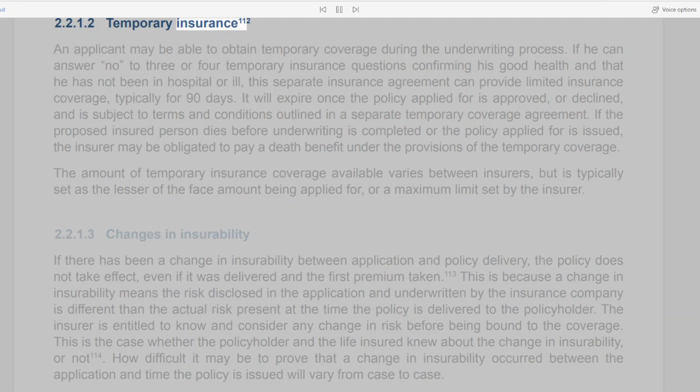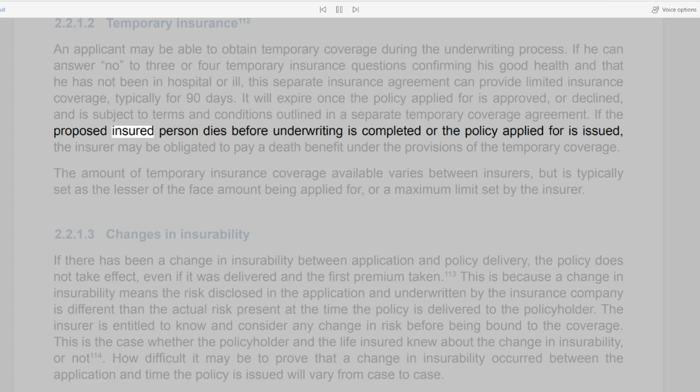2.2.1.2 Temporary Insurance. An applicant may be able to obtain temporary coverage during the underwriting process if he can answer no to 3 or 4 temporary insurance questions confirming his good health and that he has not been in hospital or ill. This separate insurance agreement can provide limited insurance coverage, typically for 90 days. It will expire once the policy applied for is approved or declined, and is subject to terms and conditions outlined in a separate temporary coverage agreement.